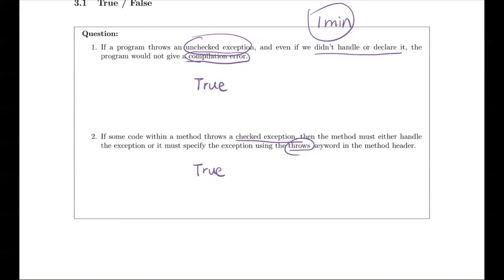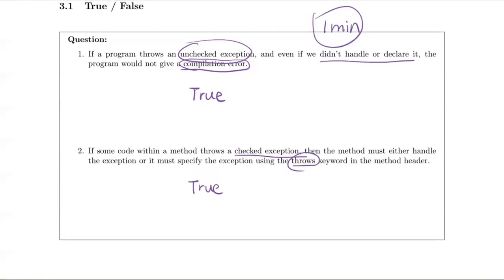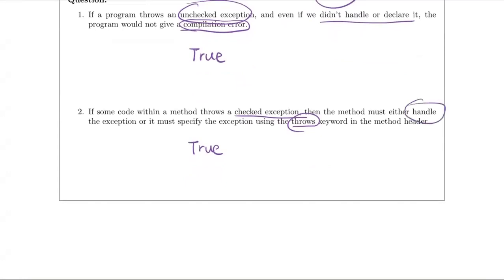So any questions? Yeah, I had a question. For checked exceptions, I had thought that the only way to handle checked exceptions was try and catch, but is that not true? So try and catch is handling it, right? Mhm. This is the first way, handle the exception. And the second way is the throws keyword in the method header. So you could specify that this method throws this checked exception. Okay, yeah, those are the two ways.